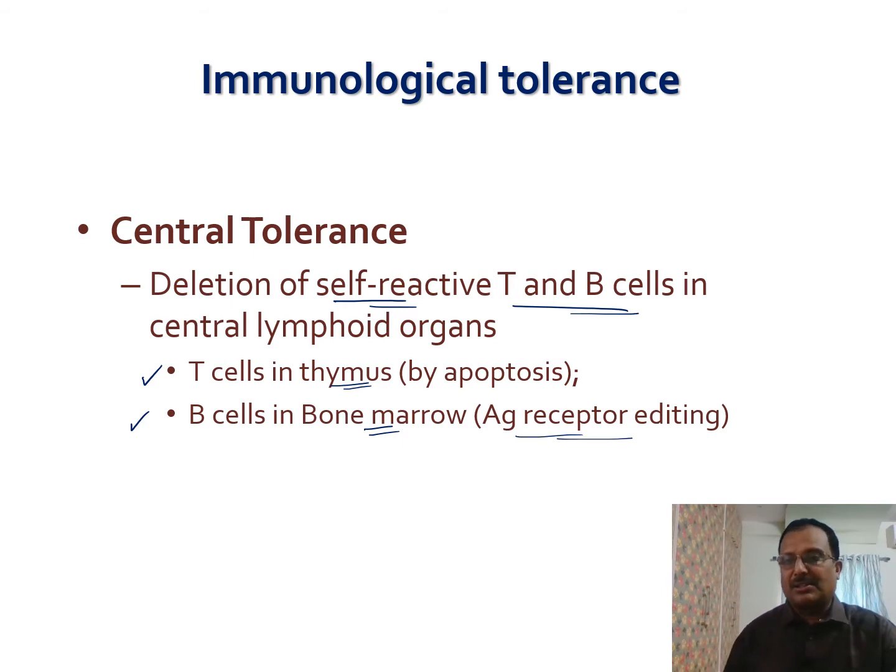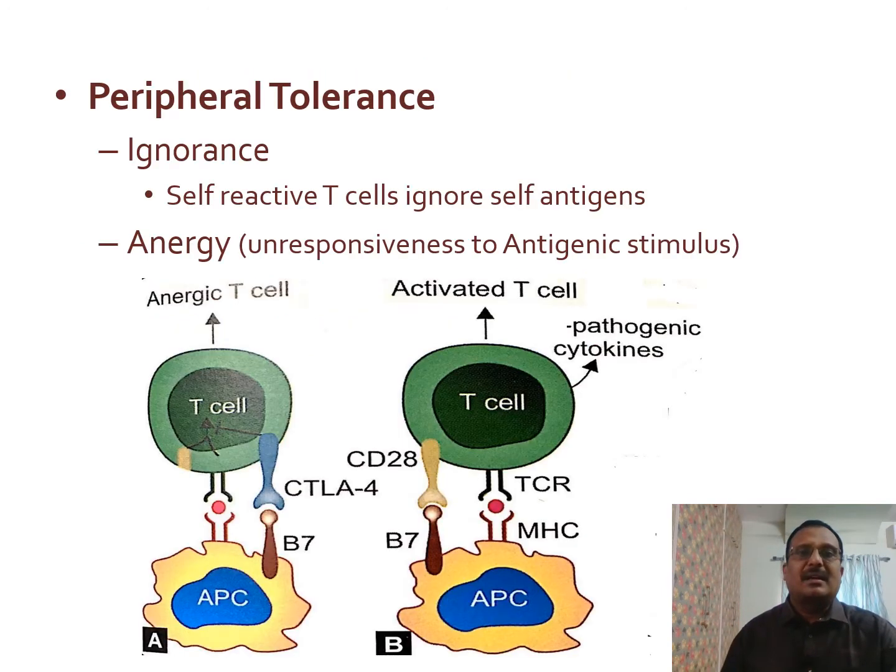Then peripheral tolerance, which is the main thing compared to central tolerance. The first thing to remember in attaining peripheral tolerance is ignorance. Ignorance means the self-reactive T cells will ignore the self antigens, so the immune response will not be mounted, antibodies will not be formed, and there is no possibility for any kind of autoantibody related diseases. Another important thing is anergy.